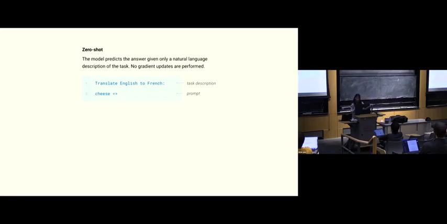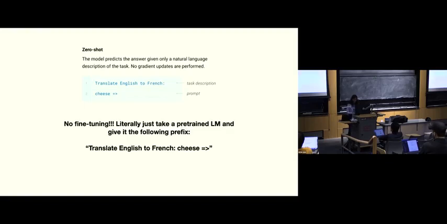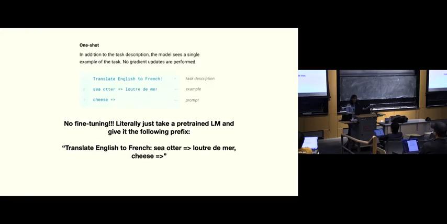So that's one thing you can do, and this is called zero shot. And there is absolutely no fine-tuning at all, okay? You just take the pre-trained LM and give it the following prefix. And what people have found to work better than that is, instead of just describing the task in natural language, like "translate English to French," you also give it some examples of the task. For example, you give it examples like "sea otter is l'eau de mer," and now tell me about the cheese, okay?